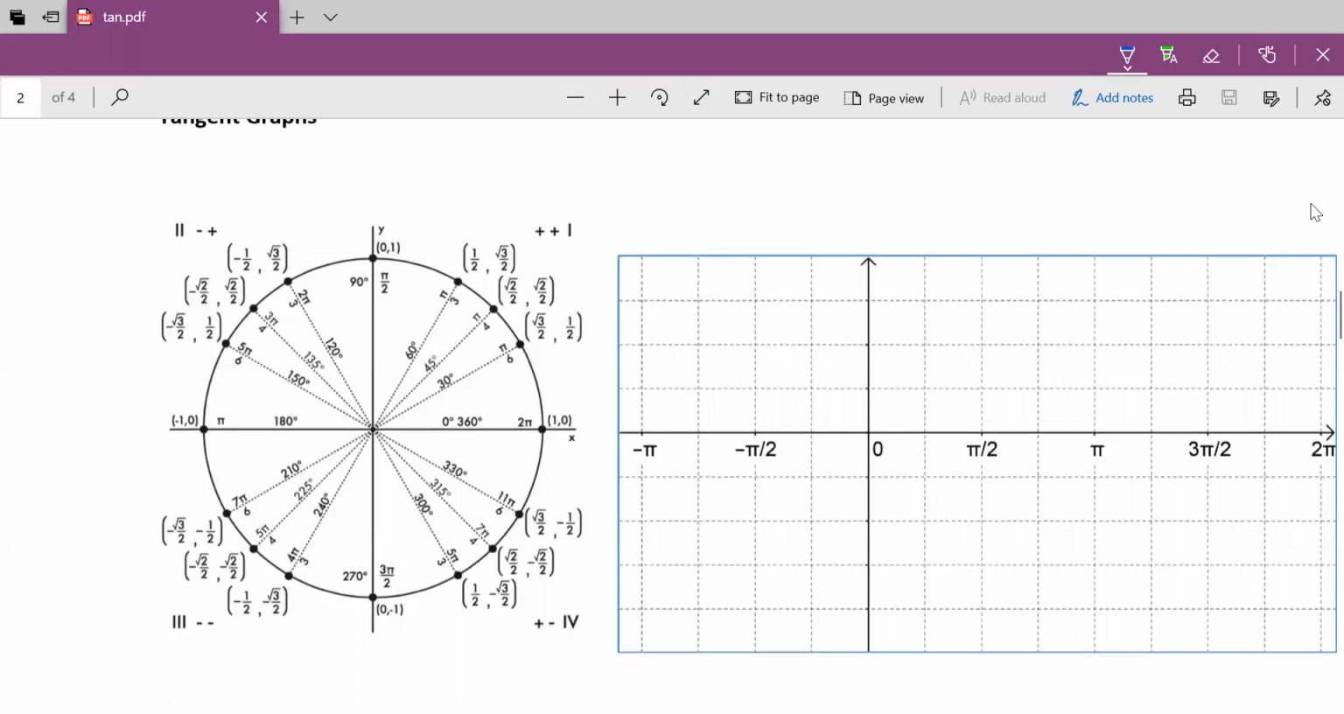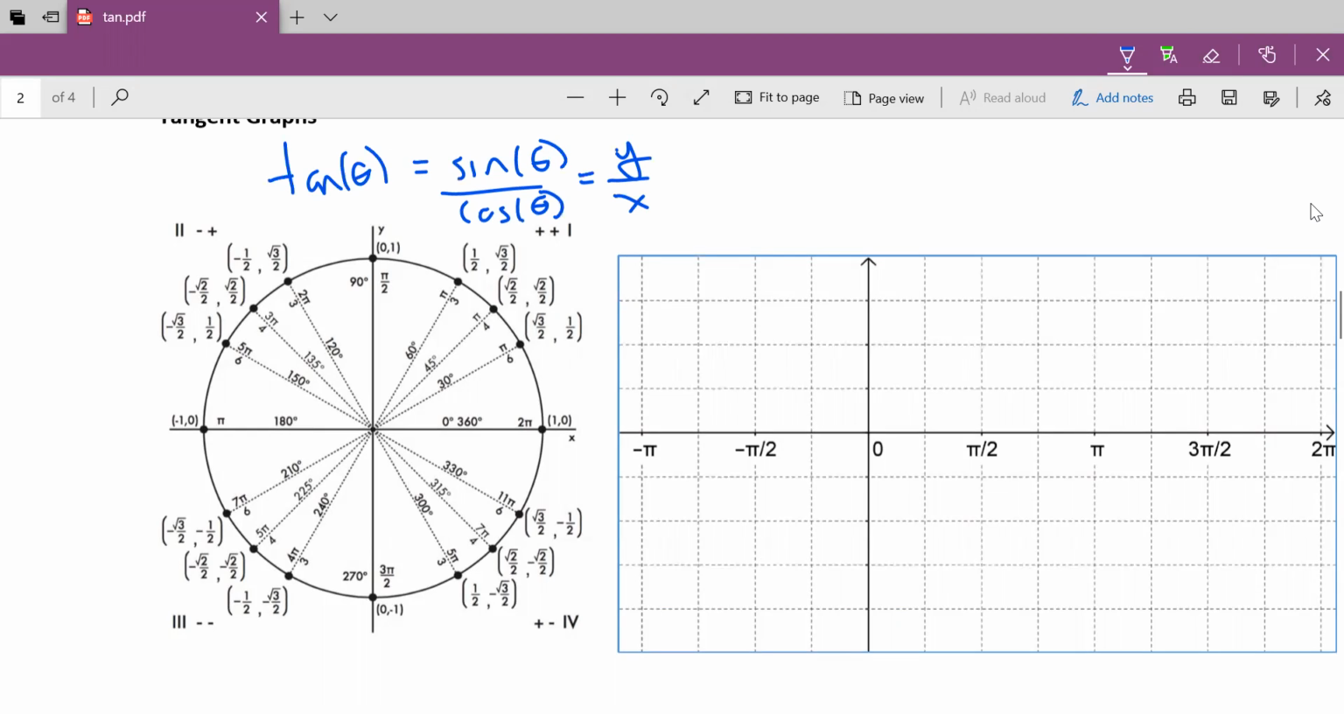All we really need to remember is that tangent is sine theta over cos theta. Or on our unit circle, we're going to go around and we're going to go y divided by x. Okay, that's tangent. So let's do that.